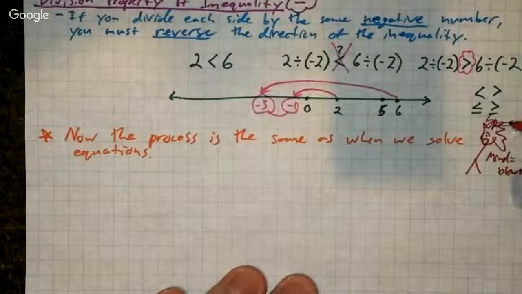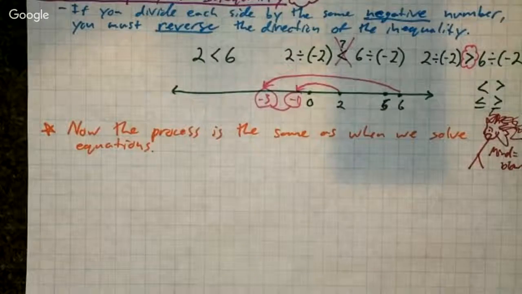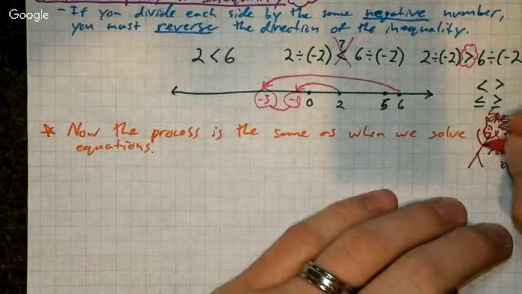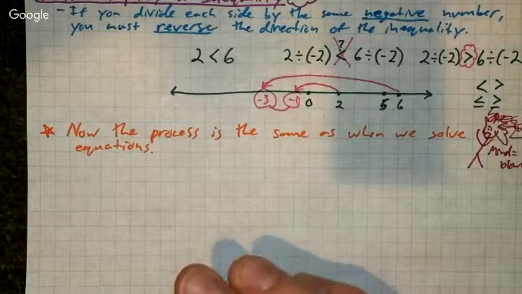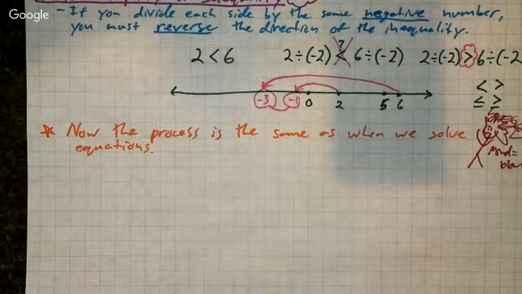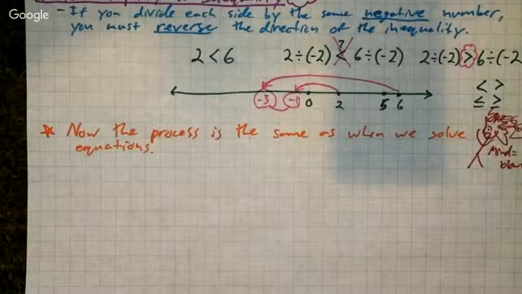There we go, get some smoke coming off. Boom. Because everything is going to be the same now. All you need to do is make sure you flip the inequality in 2 cases. And I'm going to go ahead and put a little cheat sheet down here for you.